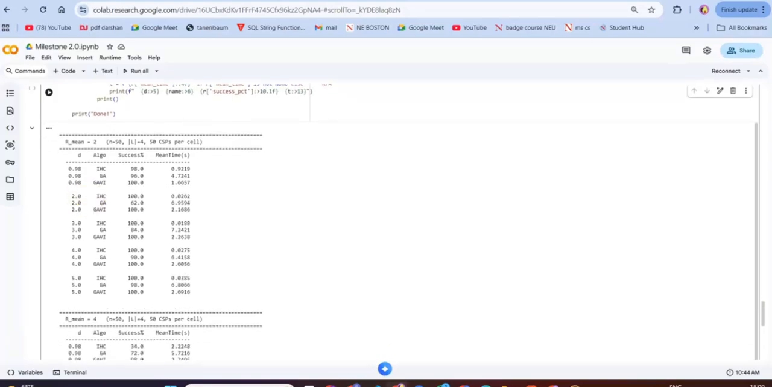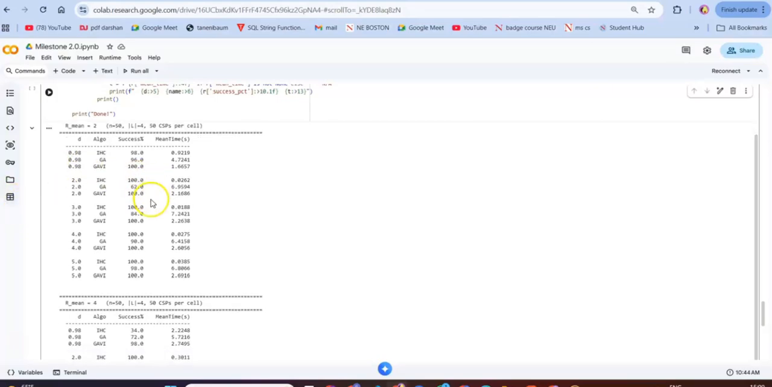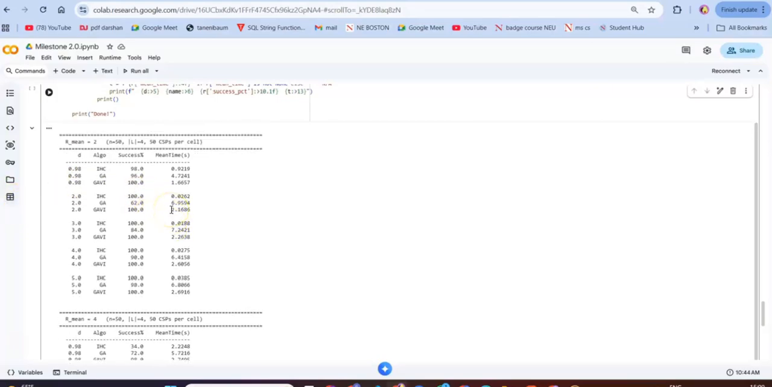So now, finally, 50 CSPs per cell, which is the main result I reported. The ordering between algorithms does not change, but estimates are now the cleanest. At R mean equals 2, GAVI solves 100% in every cell, in 1.7 to 2.7 seconds per run. The GA drops to 62% at D equals 2, as you can see here, and takes 4.7 to 7.2 seconds when it does succeed. That is a speedup of about 2.5 to 3 times for GAVI, consistent across every density.